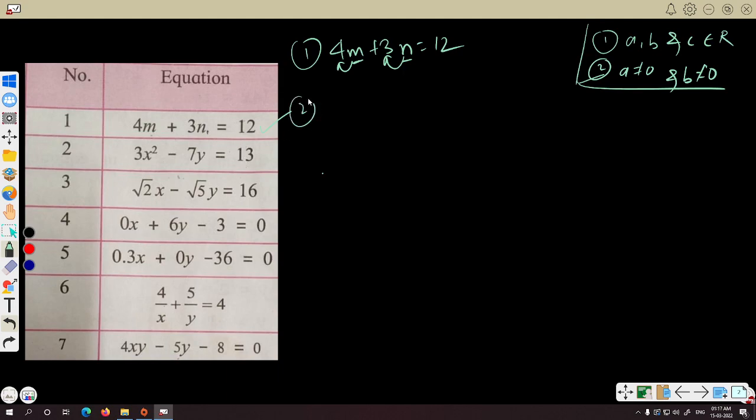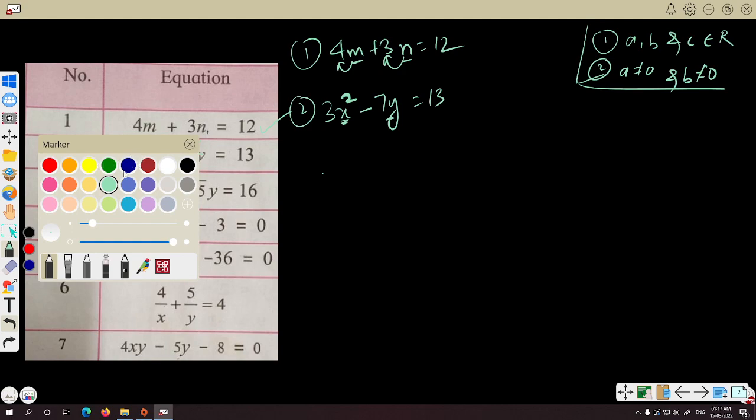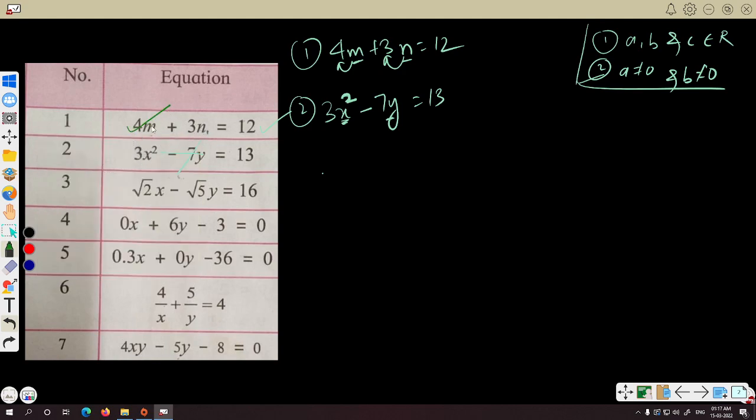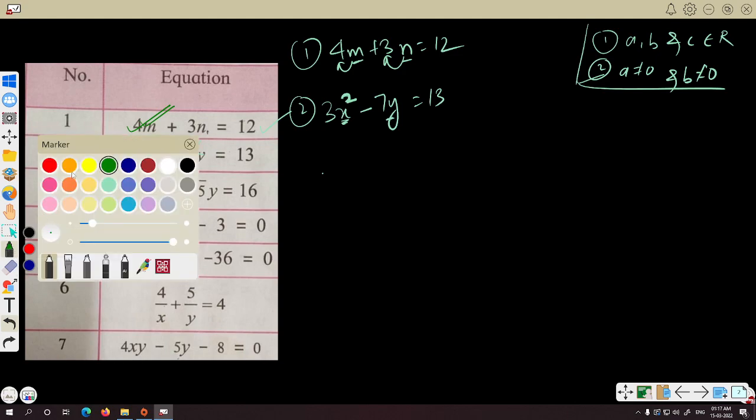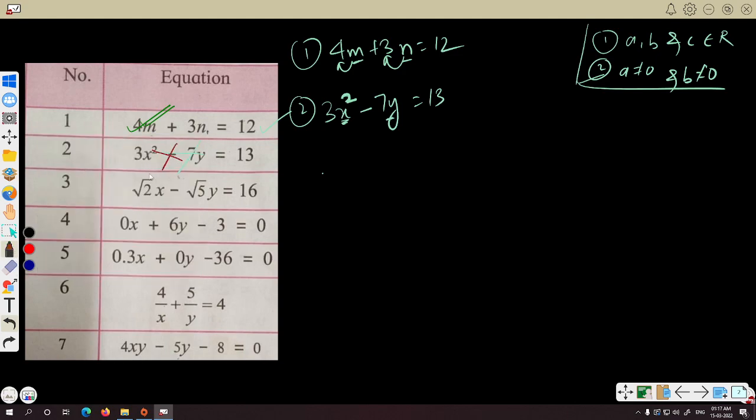Now look at the second. The second equation is given to you, 3x square minus 7y is equal to 13. If you look at the variables, x and y are the variables, right? But if you look at the power of x, it is 2. But the condition is, if the equation is linear, the highest power should be 1. So this equation is not a linear equation in two variables. The first one was a linear equation. The second is not a linear equation in two variables.